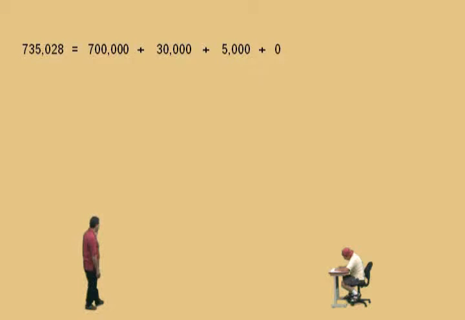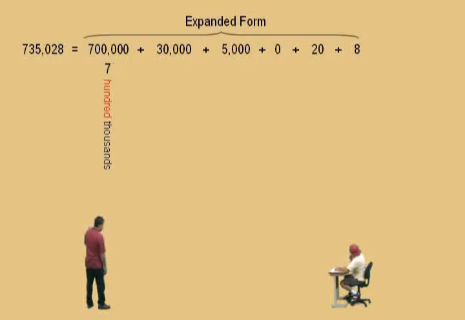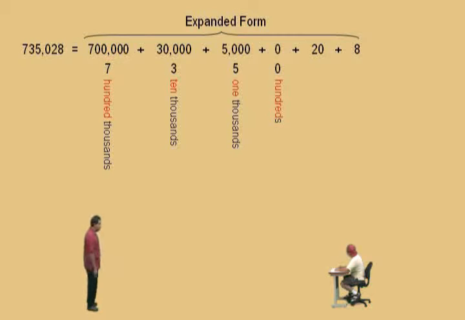And then we have no hundreds. We have 0 hundreds, so we've got to put the 0 there for a placeholder. 2 tens gives us a 20, and the 8 ones gives us the 8. And there we go. There's our expanded form. Remember, this expanded form is a result of the fact that the 7 was in the 100,000s, the 3 was in the 10,000s, the 5 was in the 1,000s. There were 0 hundreds, but we've got to have a 0 there. 2 tens and 8 ones.